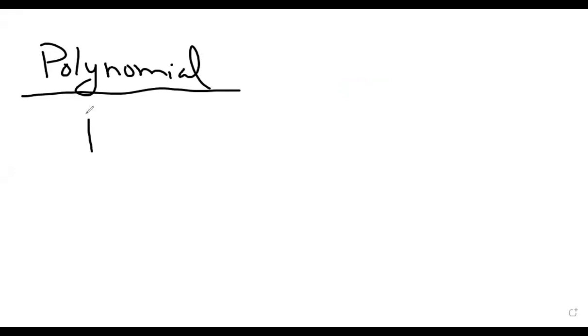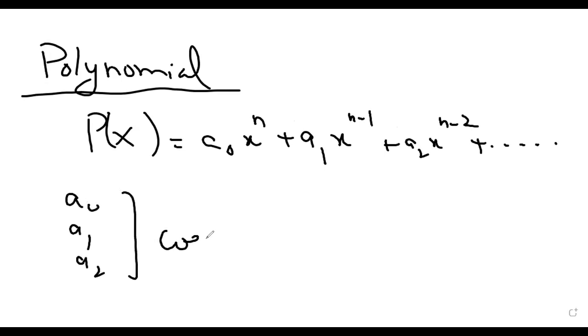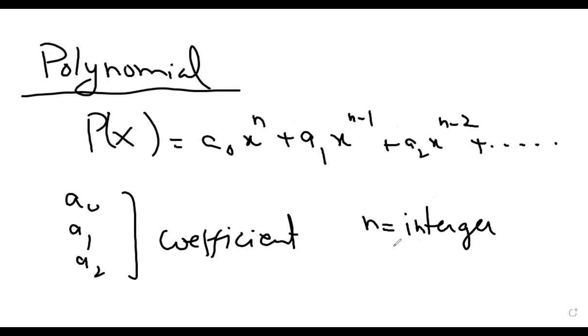non-polynomial? The basic mathematical expression is a0 x^n + a1 x^(n-1) + a2 x^(n-2) and so on. a0, a1, a2 are all coefficients, numbers, positive and negative. And x is the variable here and n is an integer. It's a positive integer. It never can be in negative form. It never can be in fraction form.